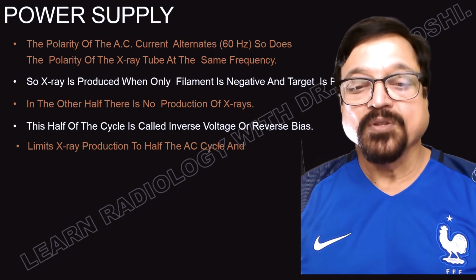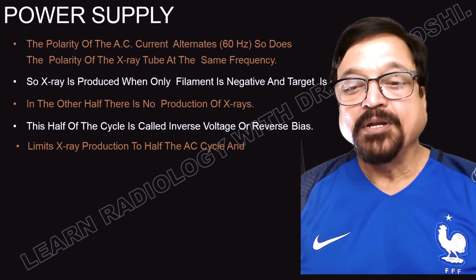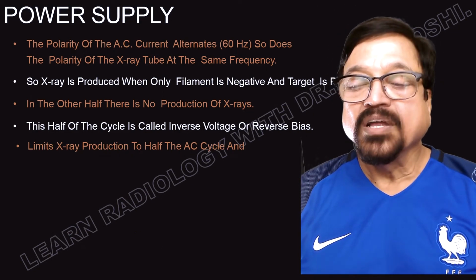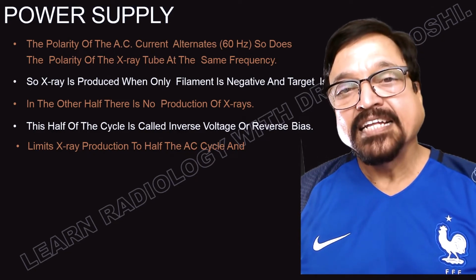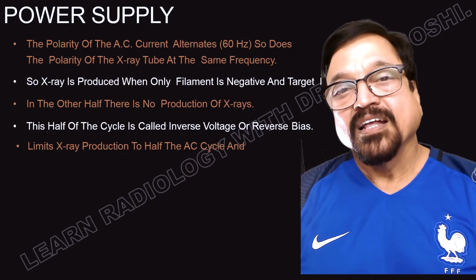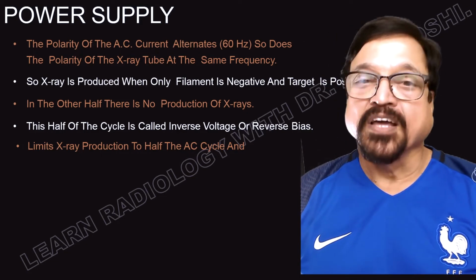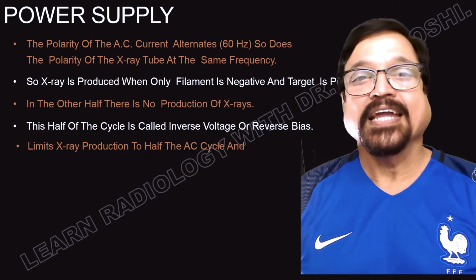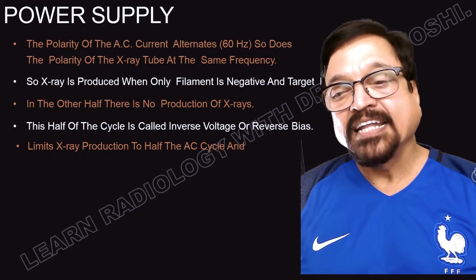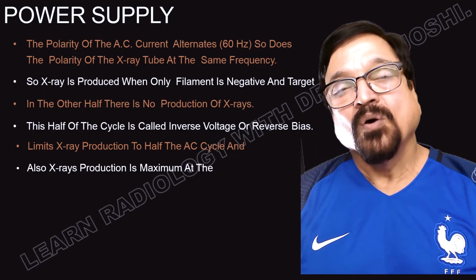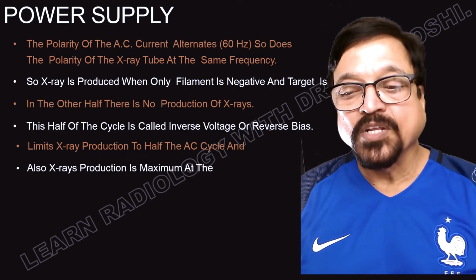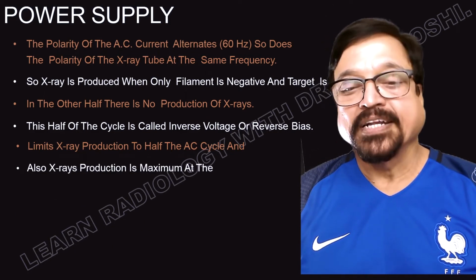That also we are going to see in some different lecture. Limit of X-ray production: it will give X-rays only when there is a curve, which is, you can say, an upward curve. So only 50% of the cycle will be used to get the X-rays, and therefore it will limit the production of X-ray to only half the cycles. So it has to be a full wave rectification.